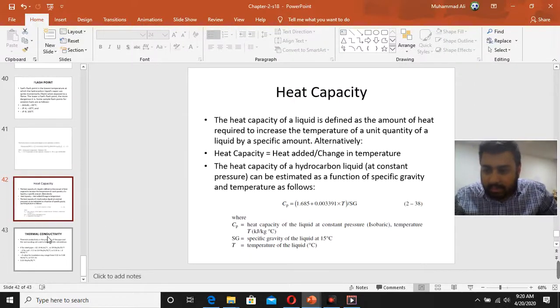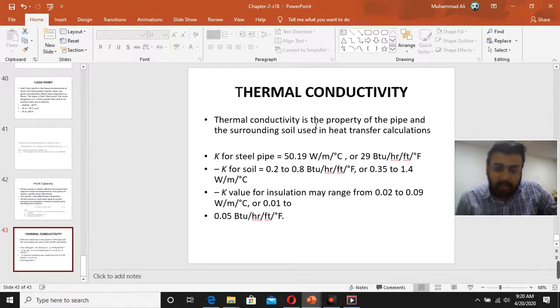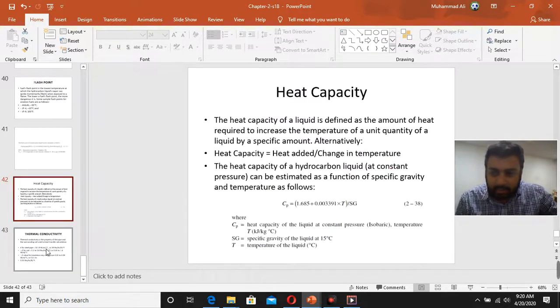Then another property which is important is the heat capacity of the liquid: the amount of heat required to increase the temperature of a unit quantity of a liquid by a specific amount. So heat quantity is also important. At the same time, thermal conductivity. For example, if the weather outside is 55, how much heat can be transferred to the pipeline and to the oil. So heat capacity and thermal conductivity are interrelated.